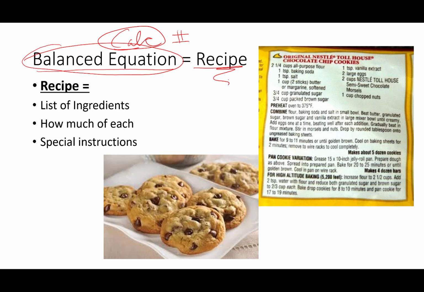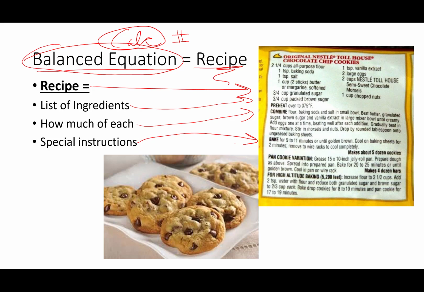a chemistry laboratory. Now, when you look at any sort of recipe, this is one of my favorite cookie recipes right from the bag of chocolate chips. What does it tell you? It tells you the ingredients, what should go into the product. It tells you how much of each thing, and it gives you special instructions. What do you need to do in specific circumstances? That's exactly the same sort of thing that you are going to get in a balanced chemical equation.